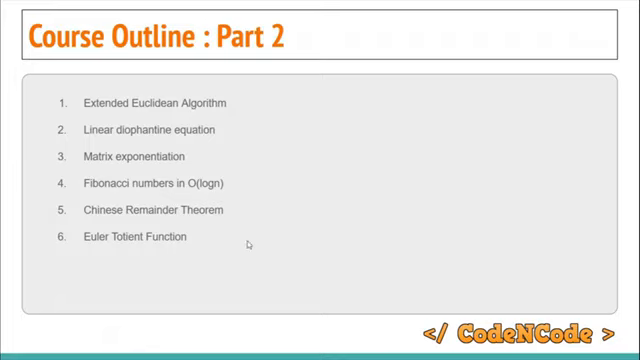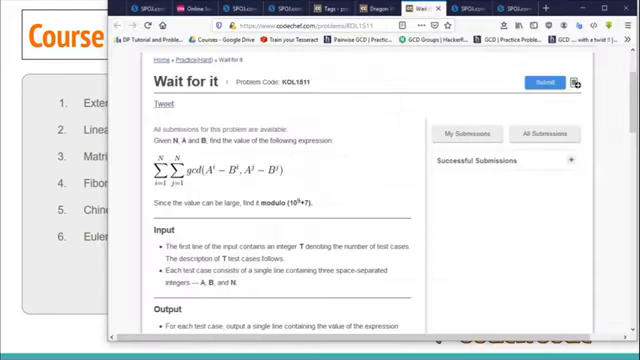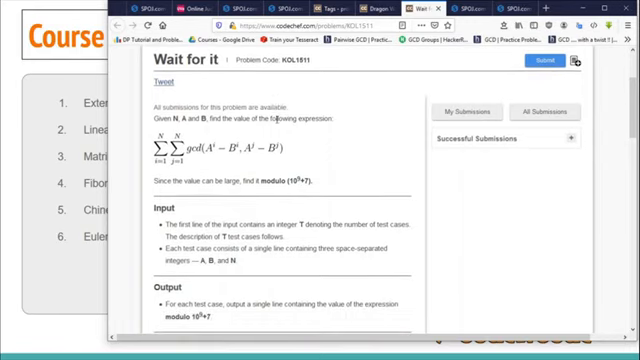So ETF of a number n is equal to the number of elements in the range 1 to n such that they are co-prime with number n. So this is the Euler totient function. And look at the problem. This is one of the problems that you can solve using the Euler totient function.